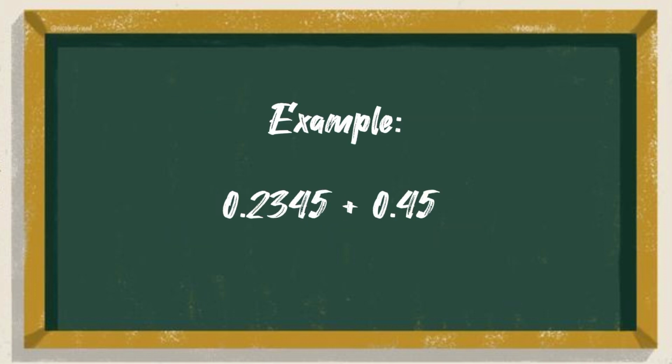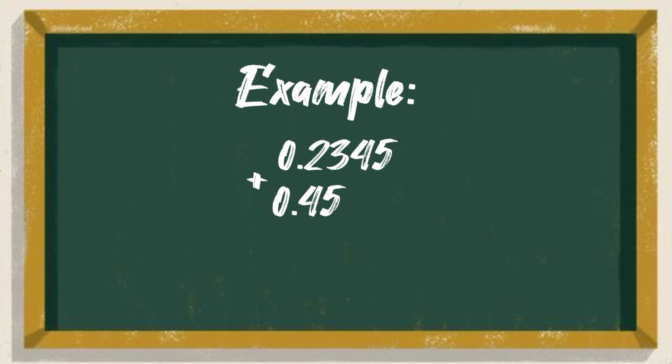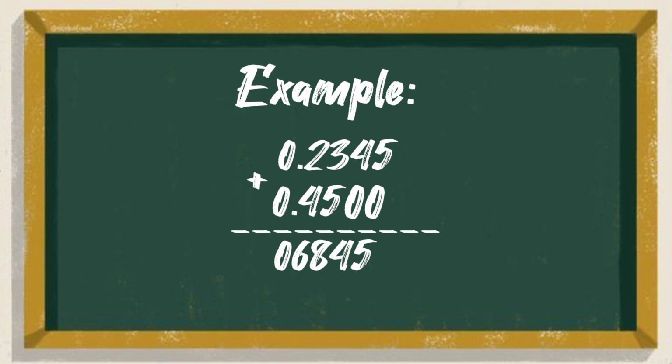We have here an example. Let us read it together. 2,345 10,000ths plus 45 hundredths. Step number 1. Arrange the numbers in columns. Align the decimal points of the addends. Step number 2. Write 0 in an empty decimal place value. Step number 3. Add like whole numbers. Add from right to left. And step number 4. Put the decimal point.